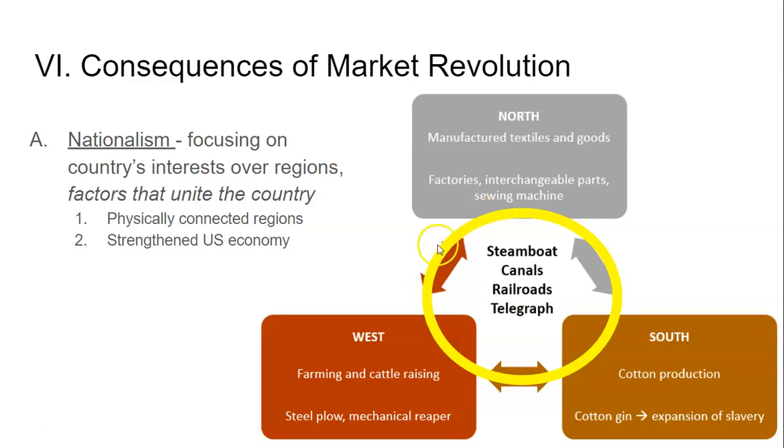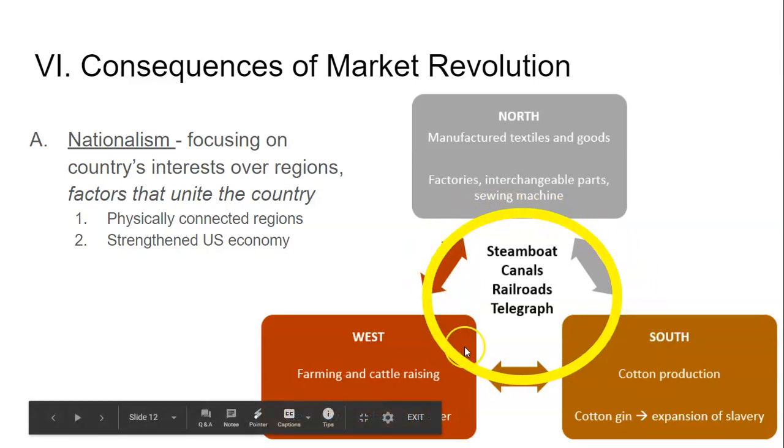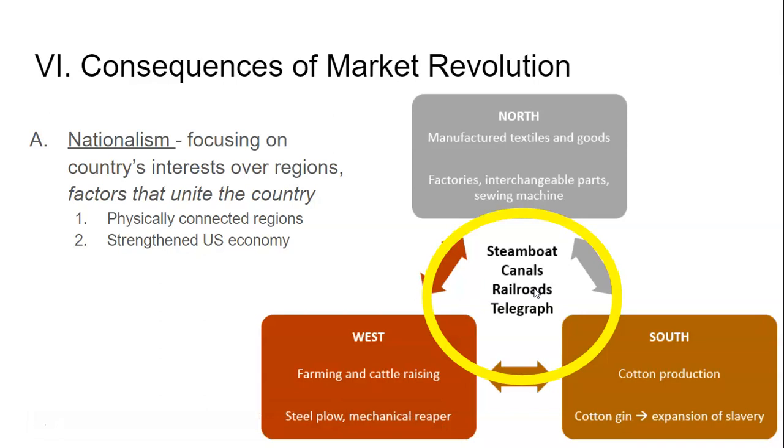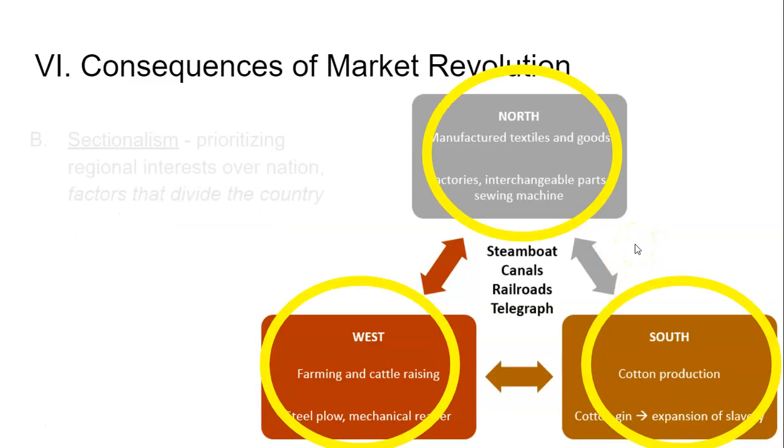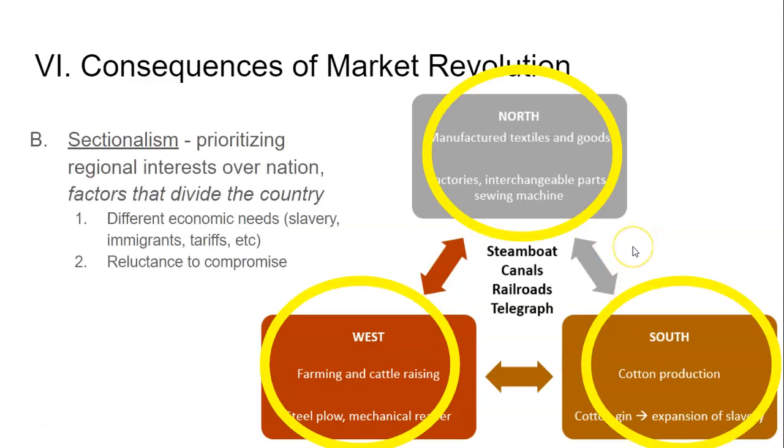So I've circled here, these are the things that bring the country together, right? Steamboats, canals, railroad, telegraph, trading between these different areas. That unites America, it helps our economy, and it physically connects the regions. At the same time that you have nationalism, you also have something called sectionalism. Sectionalism is when you prioritize your region over your country. Another way to think about this is it's anything that divides the country. It divides people apart from each other, probably causes arguments.